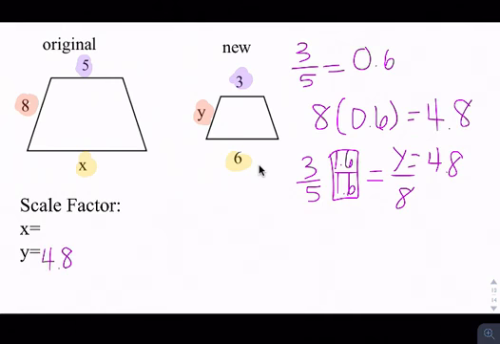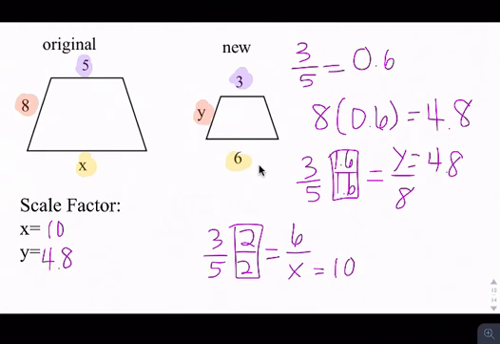Going to do the same thing with x. This time x is the original, so I would do 3 over 5 times 6 over x. 3 times 2 is 6, 5 times 2 is 10. So x is 10. I could also do that by doing 6 divided by 0.6. I would also get 10. And my scale factor is 3/5 or 0.6. So lots of ways that you can solve these problems.